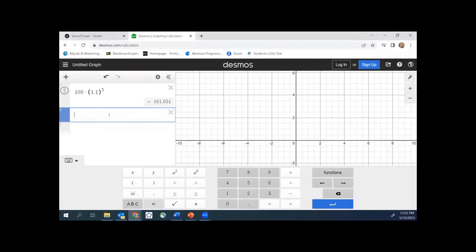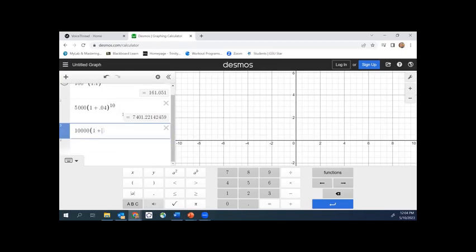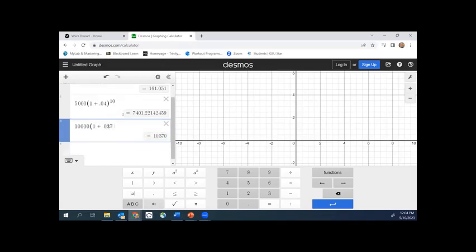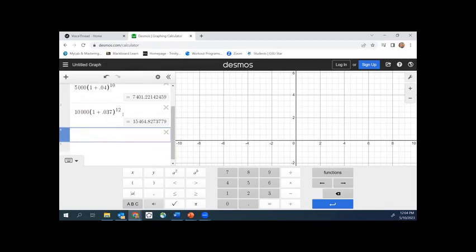This first one that we did was 5,000, open parentheses, 1 plus 0.04. The other way to do a power is shift 6. That'll raise you to the power, and we get the exact same value, $7,401.22. And the second one was 10,000, open parentheses, 1 plus 0.037, raised to the 12th power, and that is the same answer we got, $15,464.83. So always follow proper rounding rules.